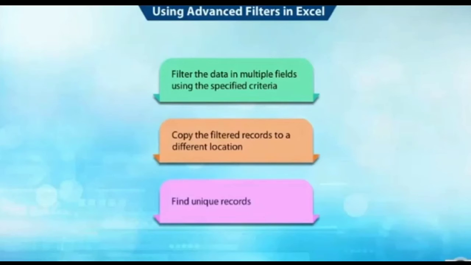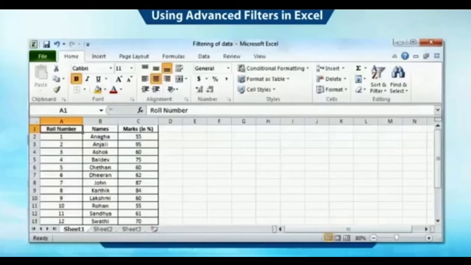If you want to use your data for multiple conditions, you cannot use the autofilter option. Now you need to use the advanced option to filter the data in multiple fields using the specified criteria, or copy the filtered records to a different location, or find the unique records. In the previous example, let's find the students who have scored more than 90 marks.